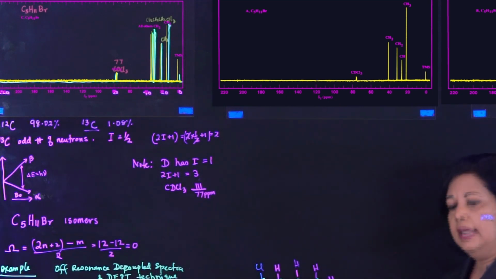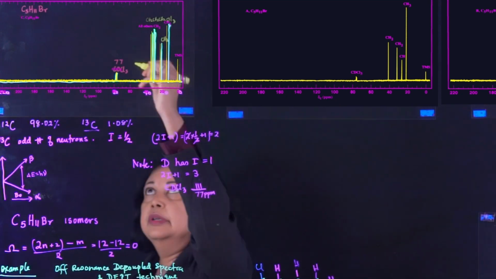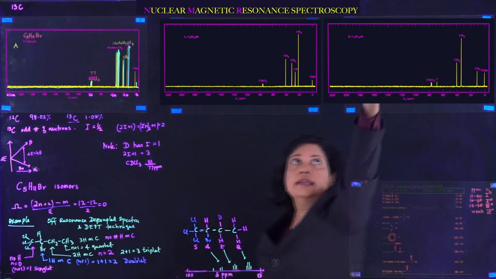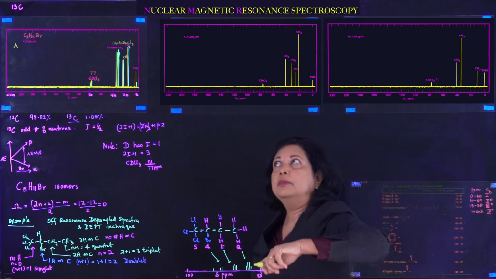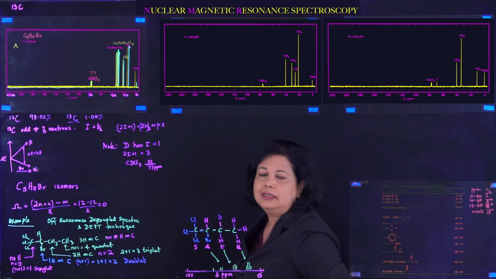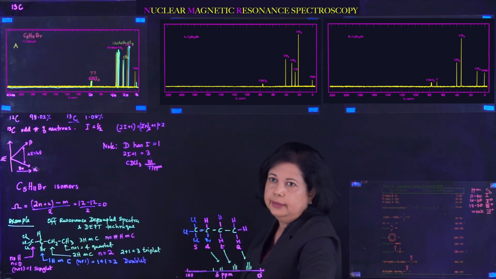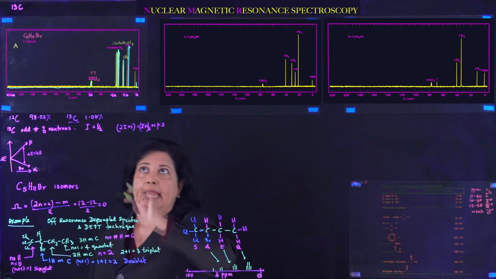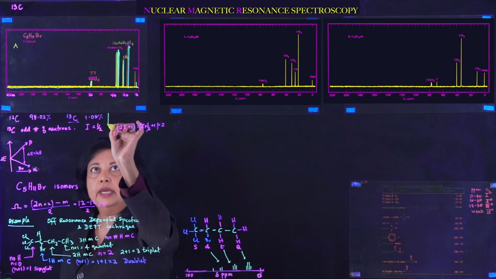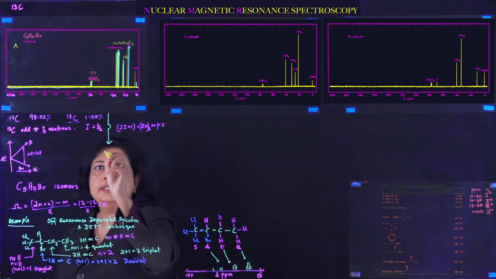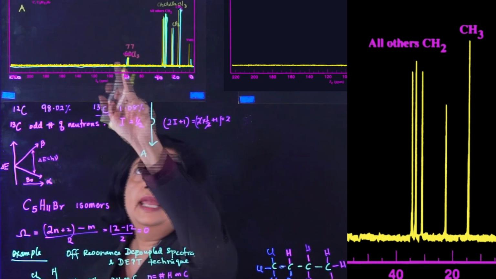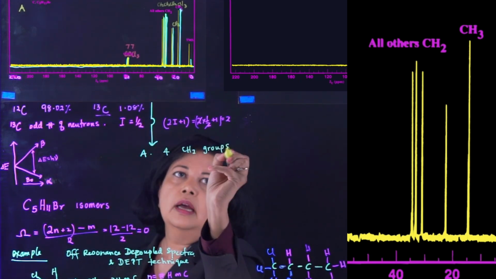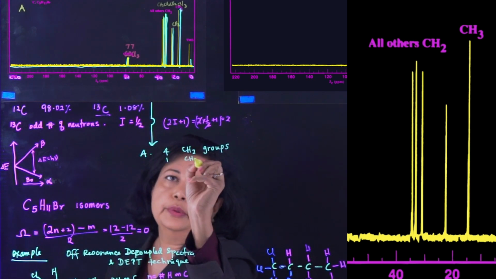All right, let's look at these 3 spectra here. Let's call them A, B, and C, and try to figure out if we can come up with a structure for these based just off of the 13C NMR. Let's work out A here. So I'm going to do it right here. This is A. A has got 4 CH2 groups and 1 CH3 group.